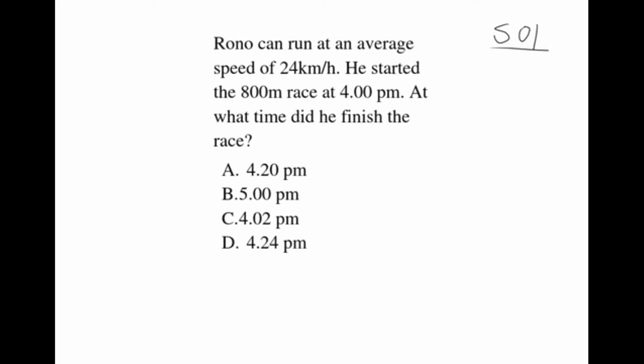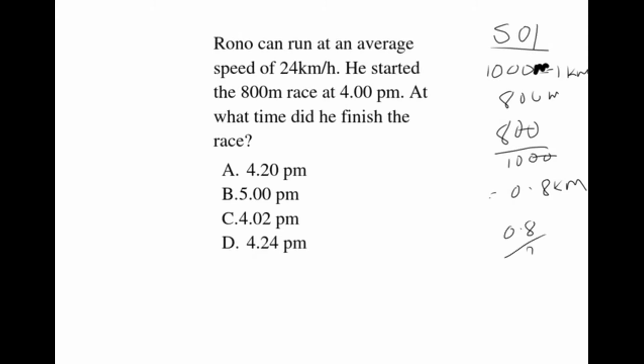1,000 meters is equivalent to 1 kilometer. What about these 800 meters? So we have 800 divided by 1,000. These two zeros will cancel these two zeros there. Then we have 0.8 kilometers.